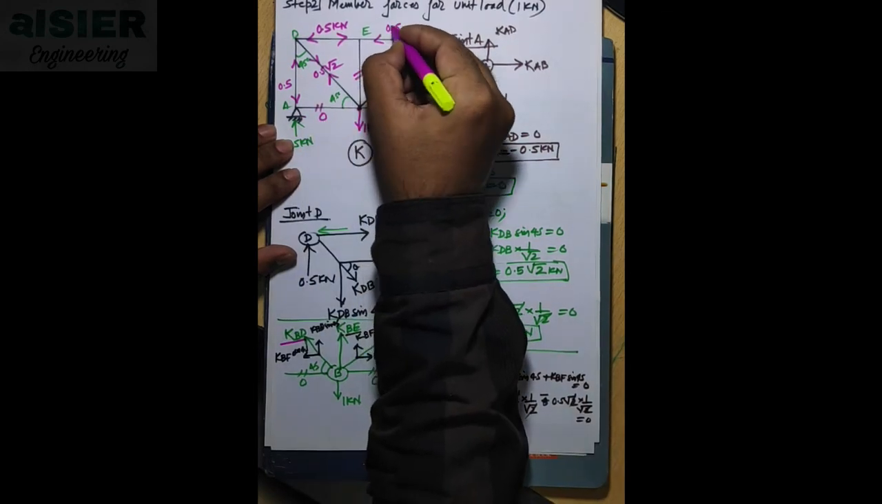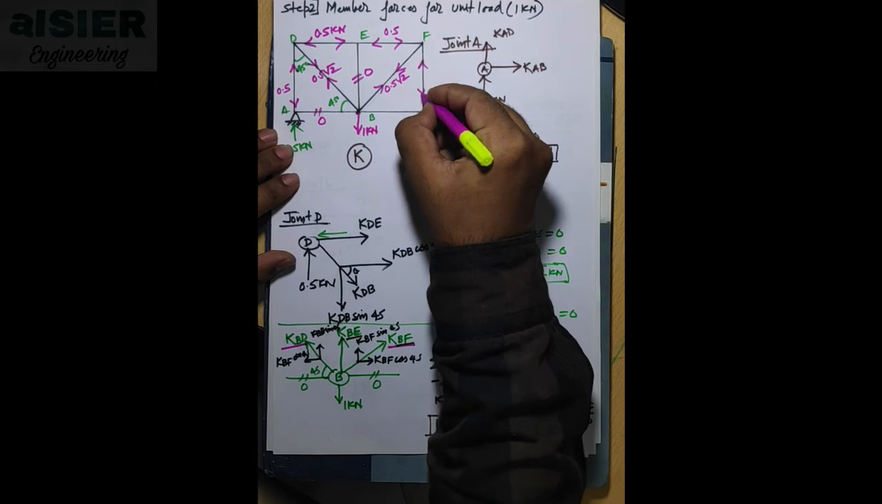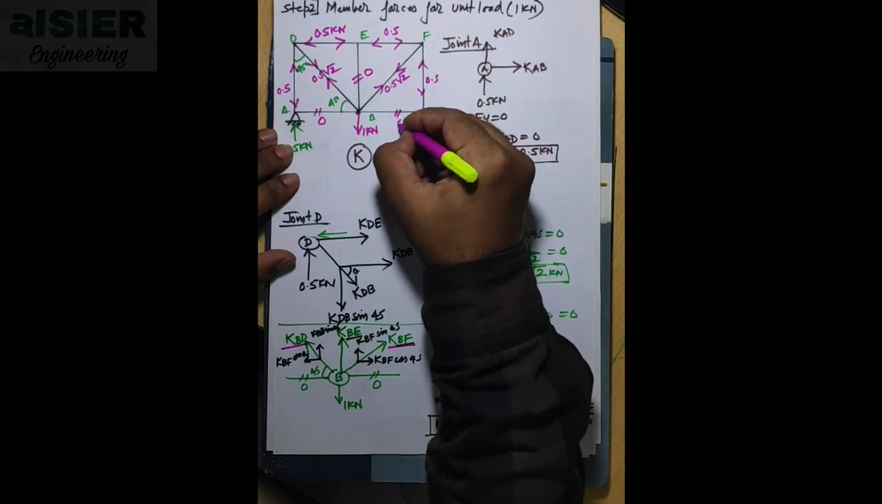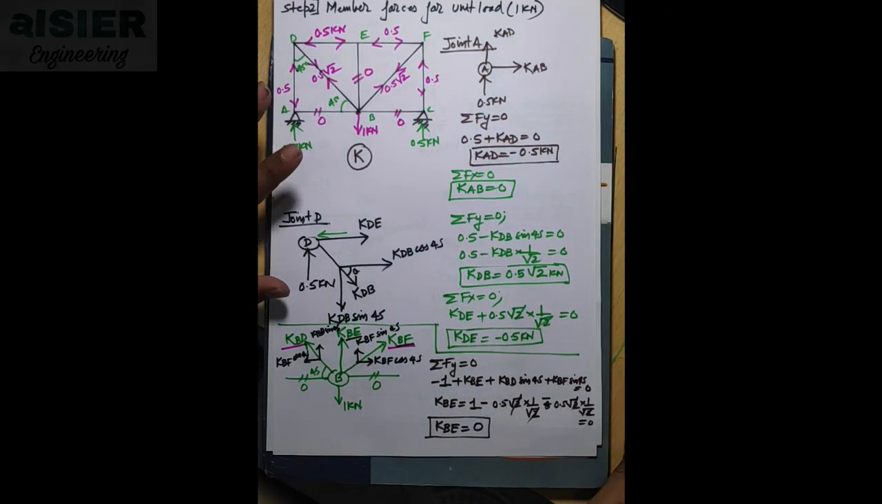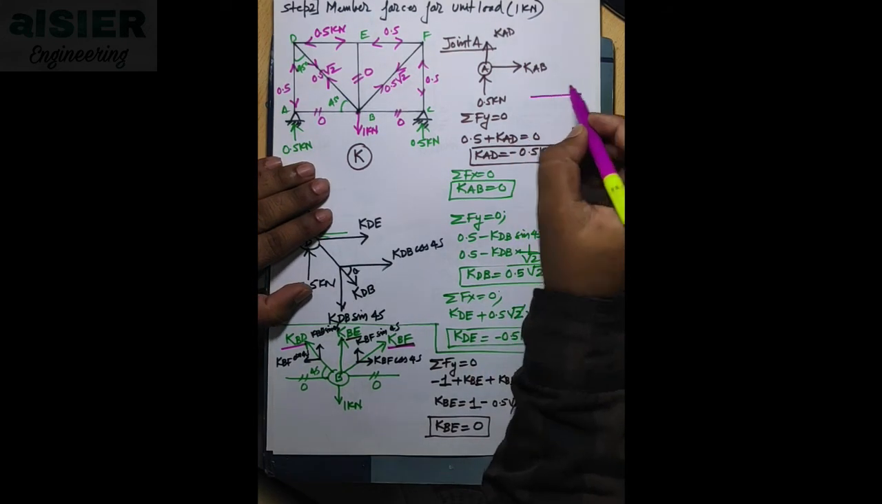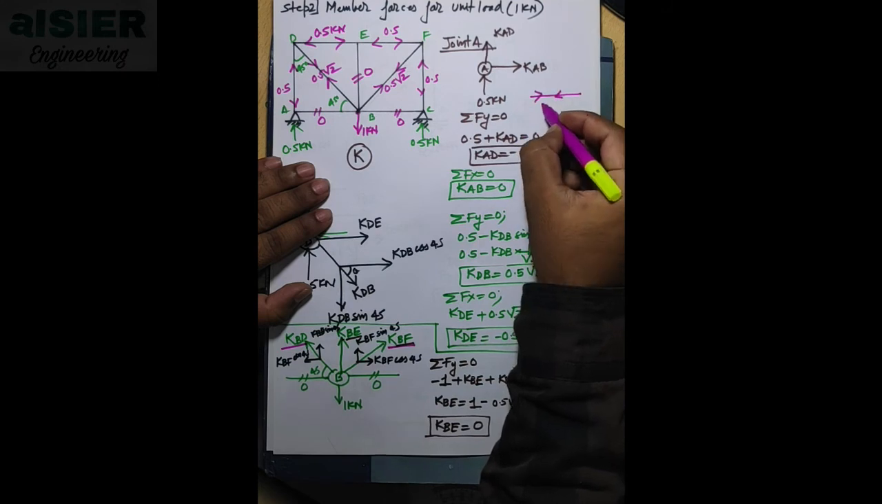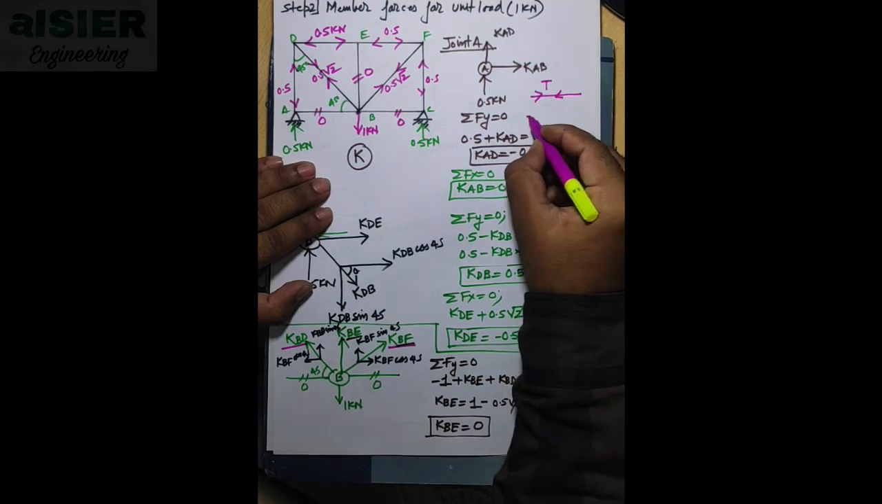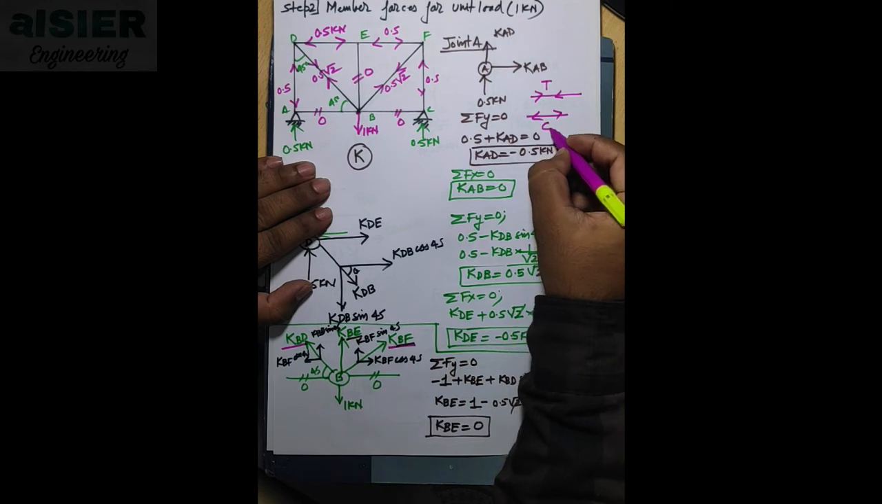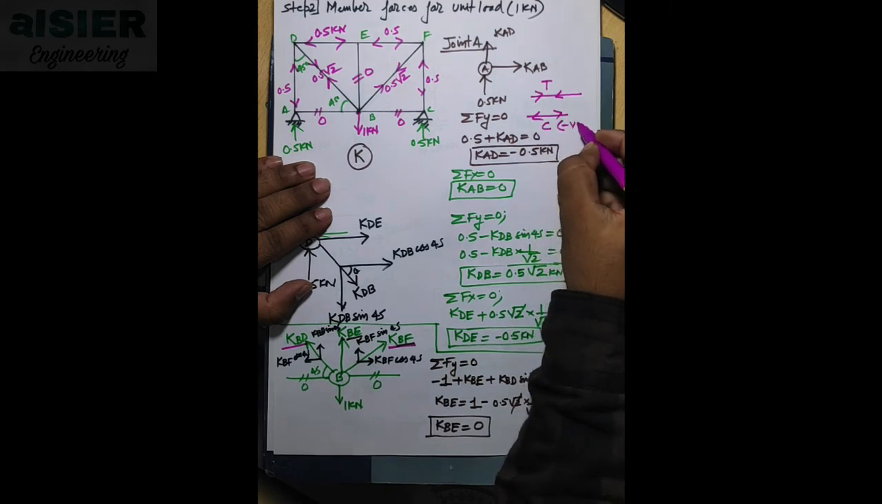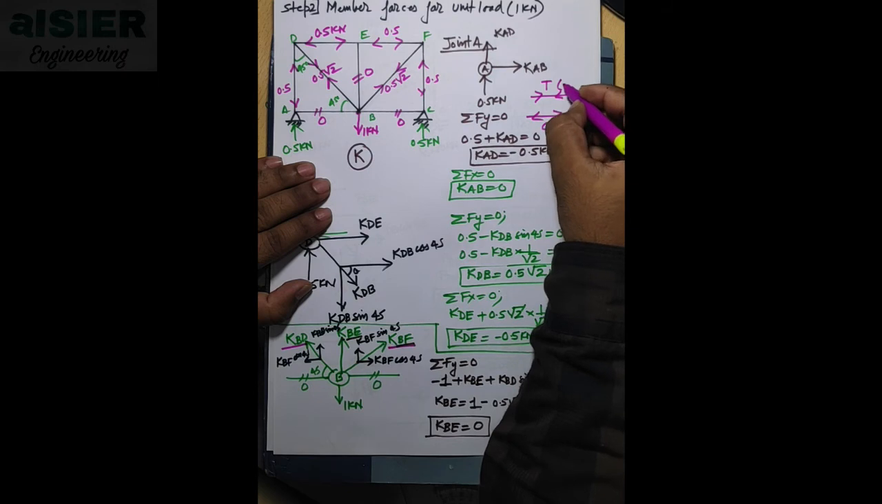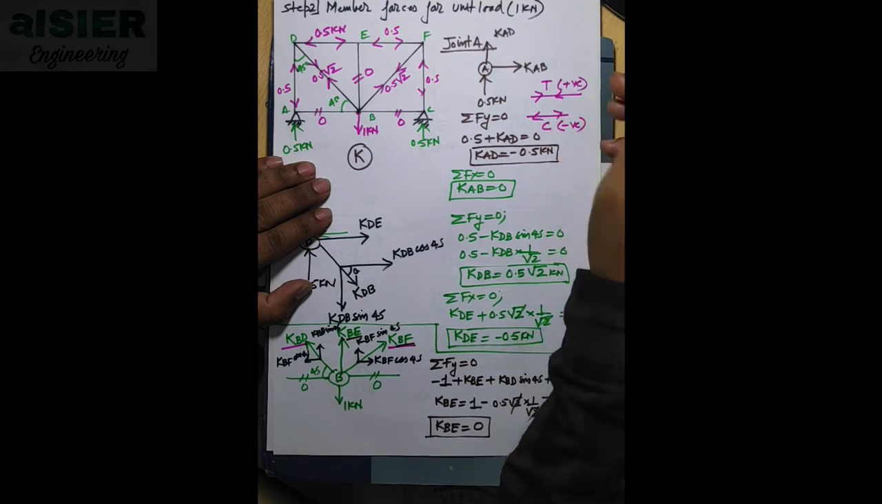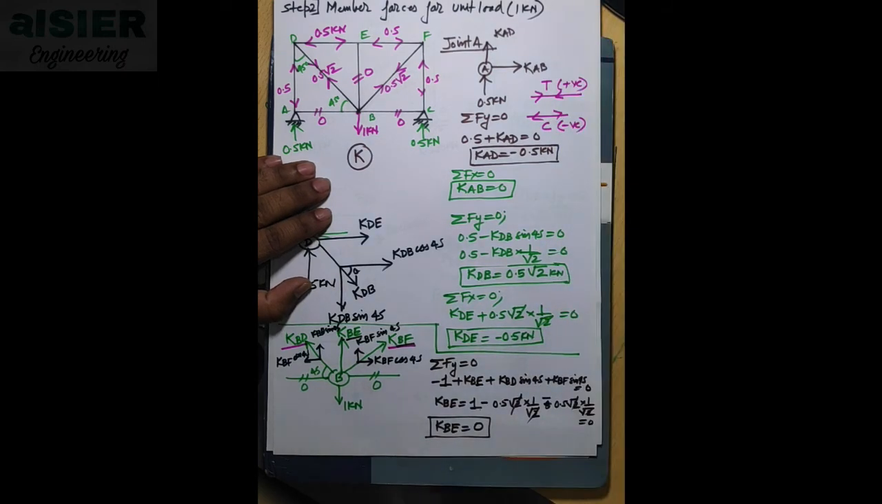So this is 0.5, this is 0.5 and this is 0, right? So we have found member forces for the original loading as well as member forces for the unit load. Now again I will repeat here, this is very important. Forces towards each other are tensile forces and forces away from each other are compressive forces. Compressive forces are negative in nature and tensile forces are positive in nature. So we have to follow these sign conventions.